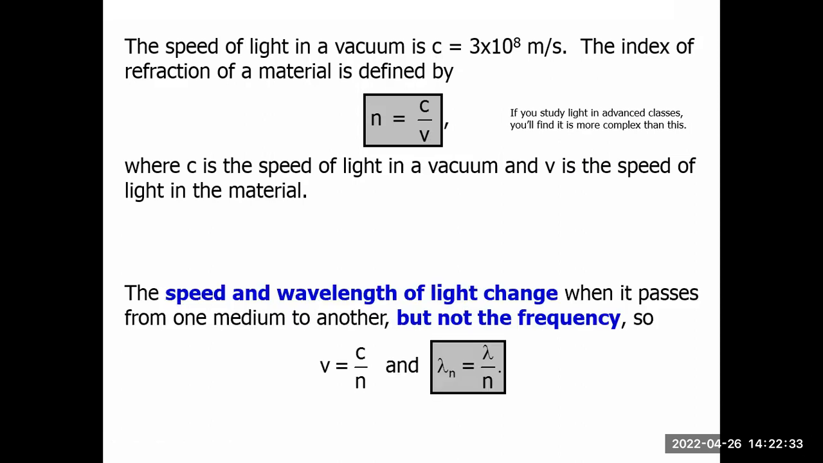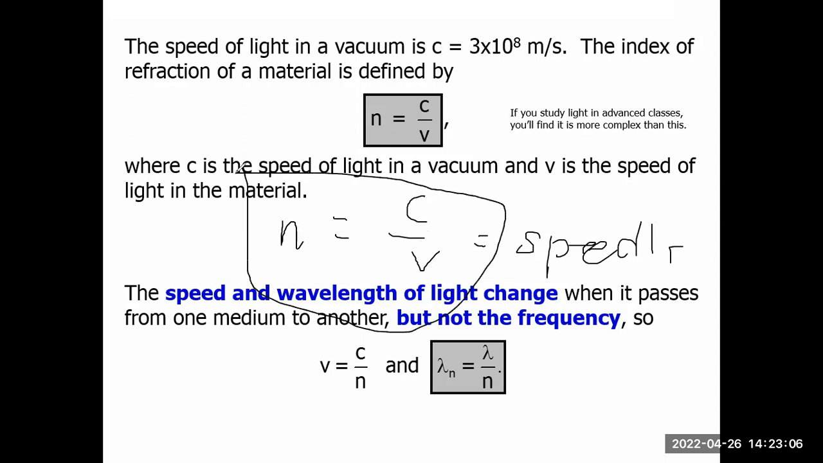Okay? So, sabi dito, the speed and the wavelength of the light change when it passes from one medium to another, but not the frequency. So, v is equivalent to c over n, and lambda n is lambda over n. Okay, so yung frequency hindi naman doon nagbabago. Yung wavelength lang natin. So, ang unang formula natin ay ito, n is equivalent to c over v, which is the speed of light. Ito yung unang formula, n is equivalent to c over v.